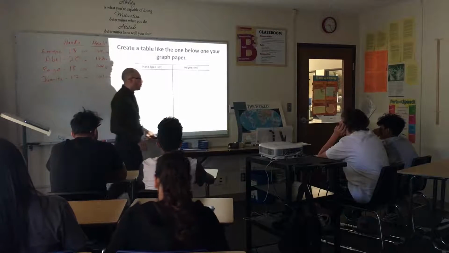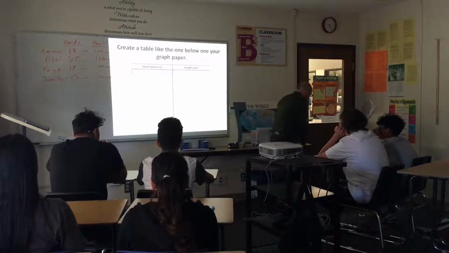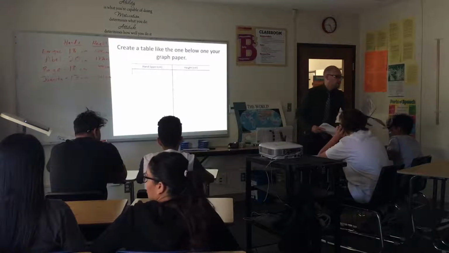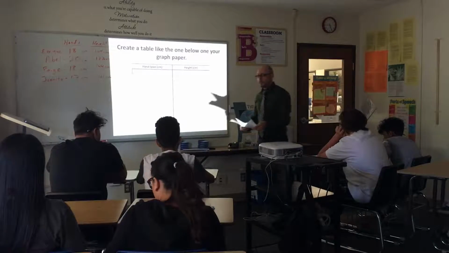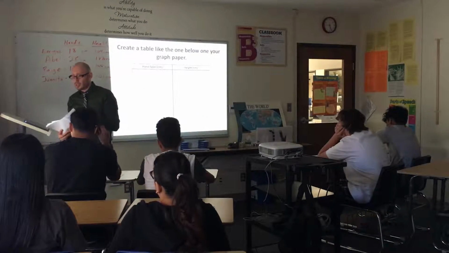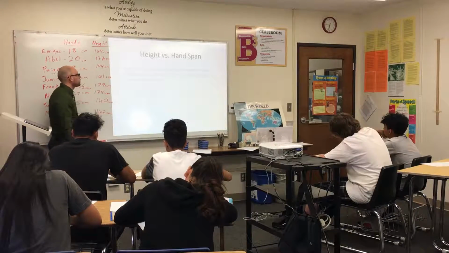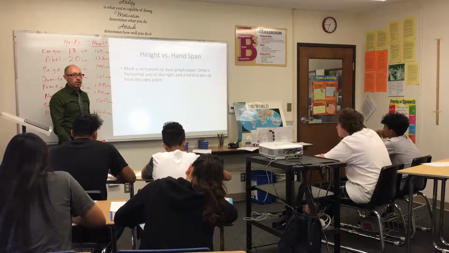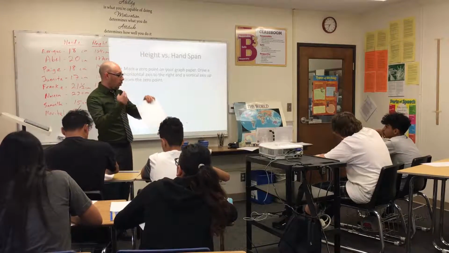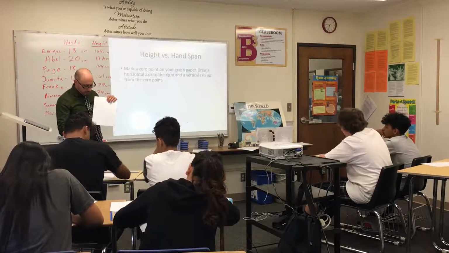Okay? So we're going to need to make a chart for all of us. We want to get that information about our hands and our height together. I think we're missing a couple people's information up on this board. Onto that graph paper, let's mark a 0 point, our origin, where the 2 of them are going to meet.